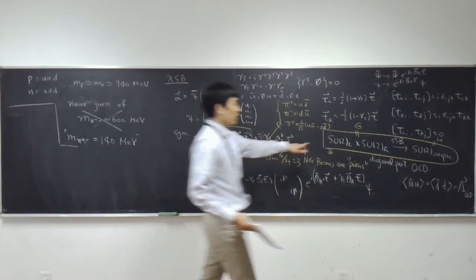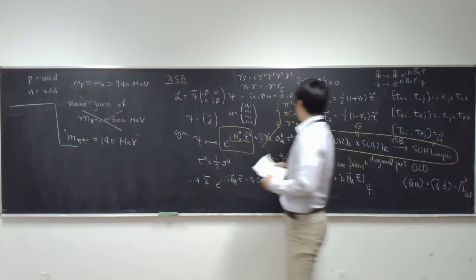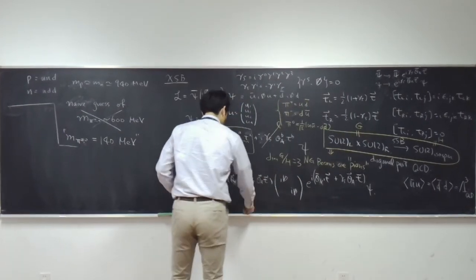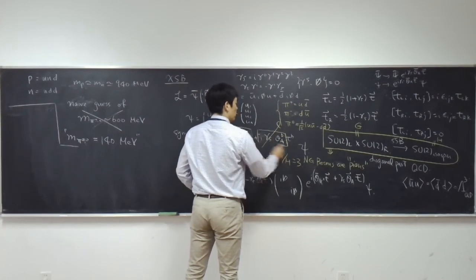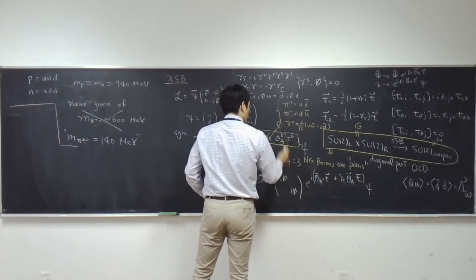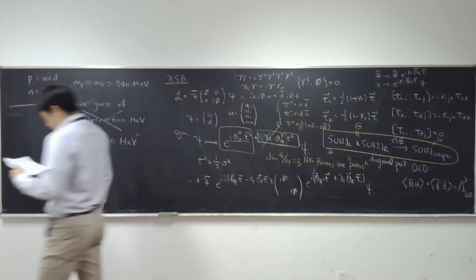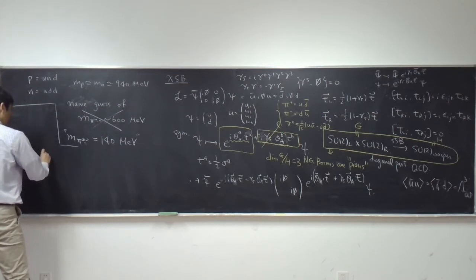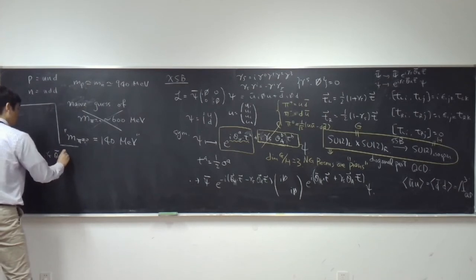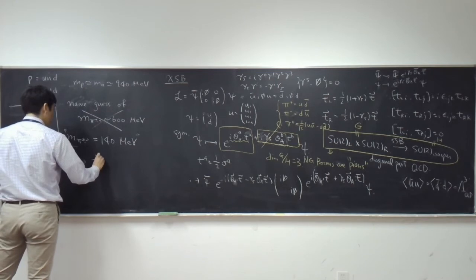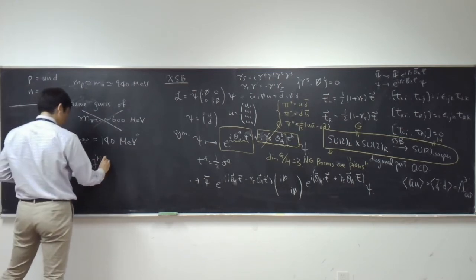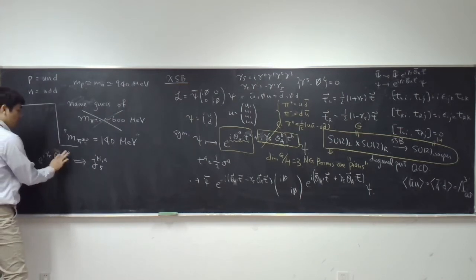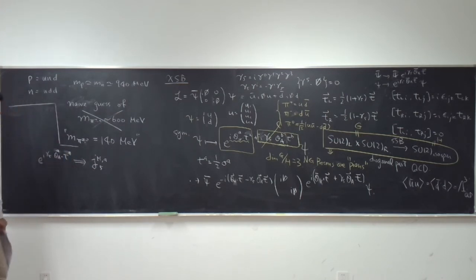If spontaneous symmetry breaking occurs, the current that corresponds to this symmetry is broken already at the quantum level. By Noether's theorem, e to the I gamma 5 theta A T A will give you the current J mu 5 A. Here we assume T A theta A. This is the Noether current, but this one is broken already at the quantum level.